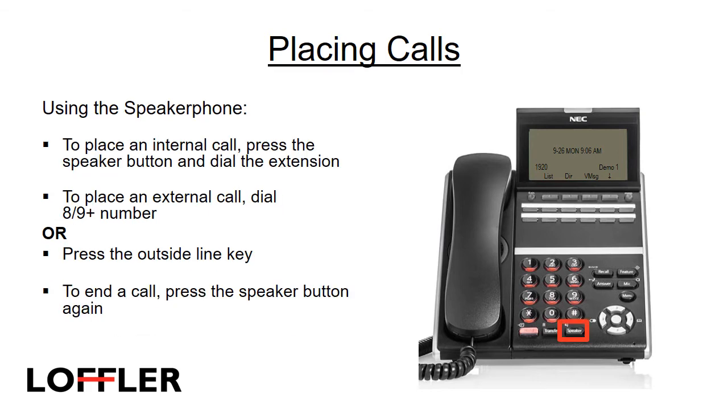To place a call using your speakerphone, press the speaker button and dial the extension. To place an external call, dial the trunk access code, 8 or 9, and then the number. Or press a program button or outside line key. To end a call, press the speaker button.